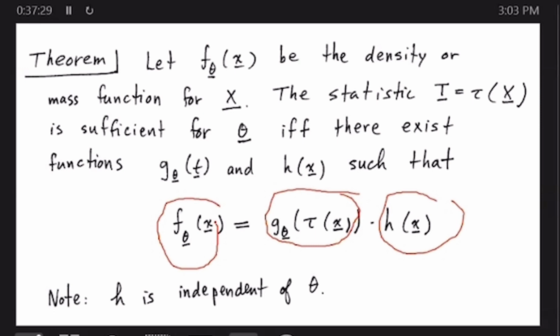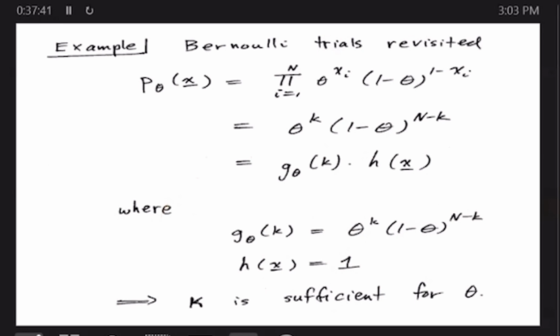You know what we want to do now? We want to use this method on the Bernoulli. We did the Bernoulli the other time using a different approach, right? Let's use the factorization method now. I need you to be focused. We are revisiting the Bernoulli right now.